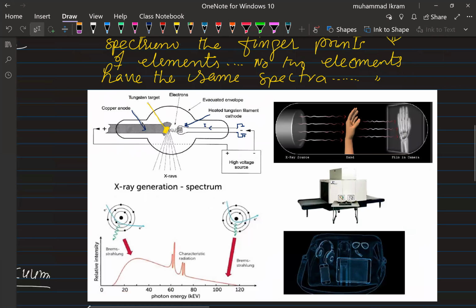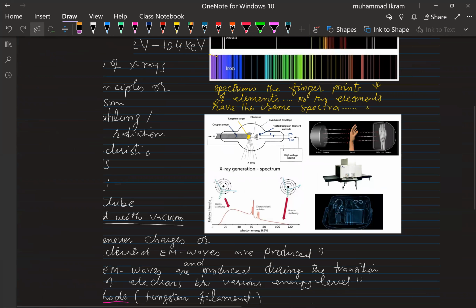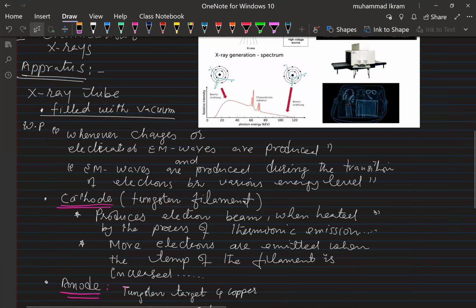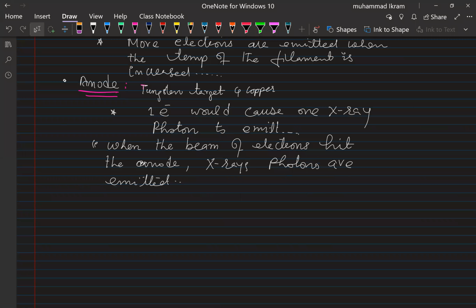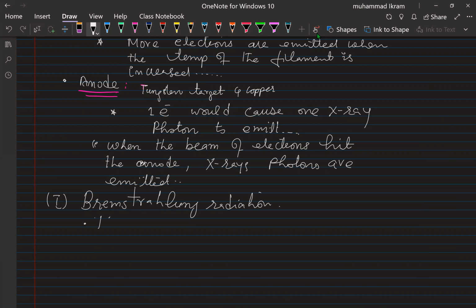Let us first write which mechanism I'm going to explain to you. The first mechanism by which the X-rays are produced is known as the Bremsstrahlung radiation, or what is called the braking radiation. This is the deceleration process in which X-rays are produced.